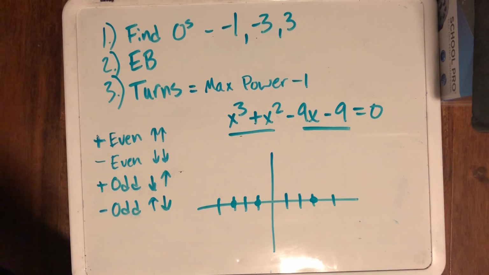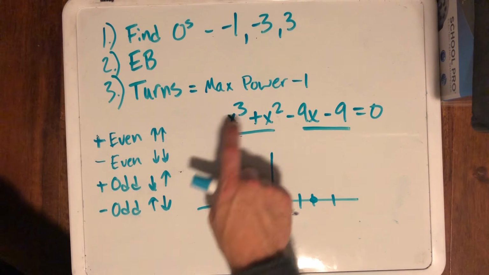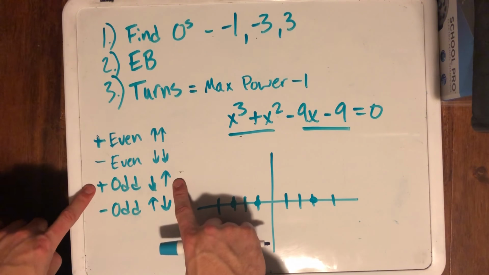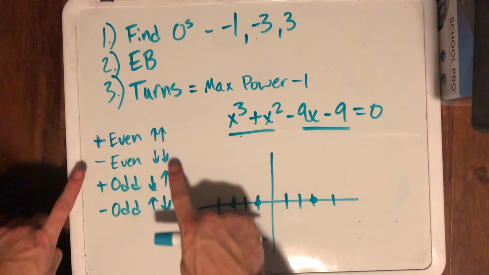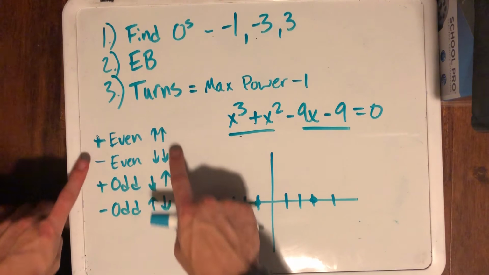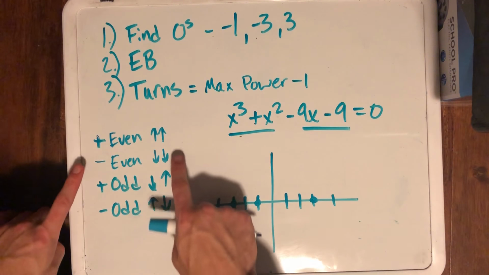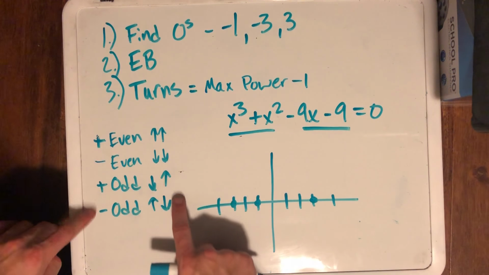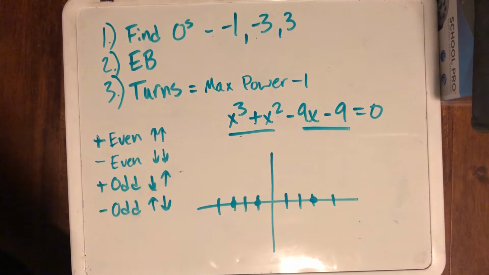Now we need to look at our end behavior. Again, this is an odd, and it's positive. Now, for all the examples in this video, we've just worked with positives, but there may be examples where they are even, or where they are negative, and that is why we included them here. So there you go.